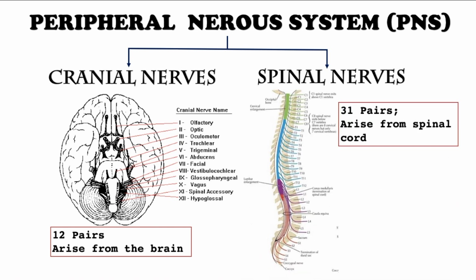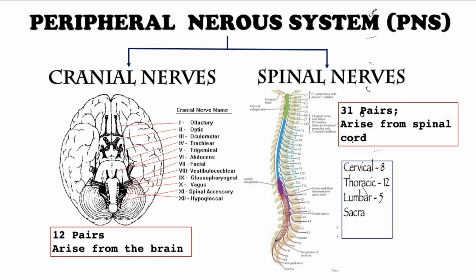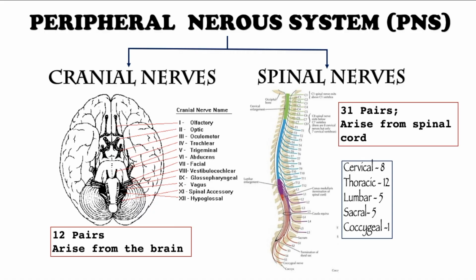So depending upon the segments, there are 8 pairs of nerves arising from the cervical segment, 12 from the thoracic segment, 5 from the lumbar segment, 5 from the sacral segment, and 1 pair of nerve is arising from the coccygeal segment. Altogether, 31 pairs of nerves do arise from the spinal cord. So together, the cranial nerves and the spinal nerves constitute the peripheral nervous system.